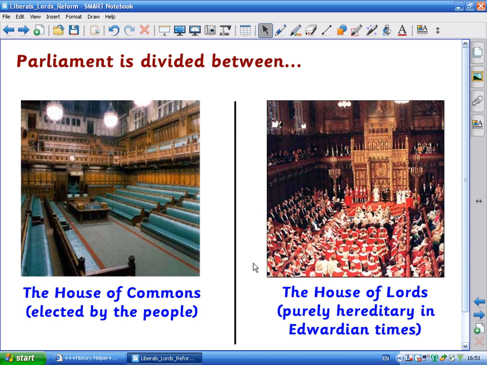Now, during this time, the Commons obviously were elected by the people, and they had a Liberal majority, and the House of Lords had a Conservative majority.